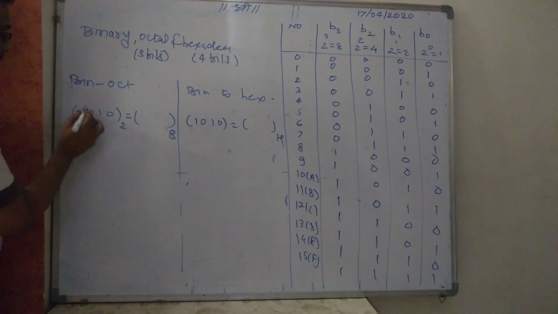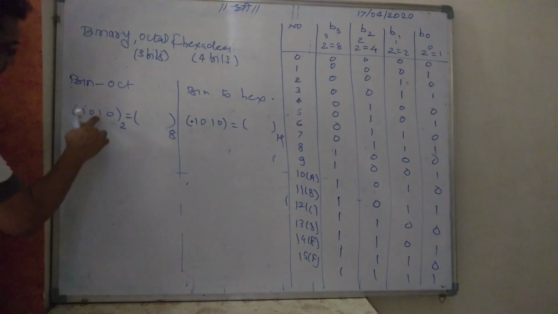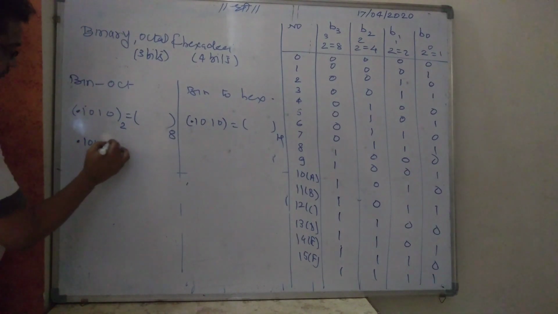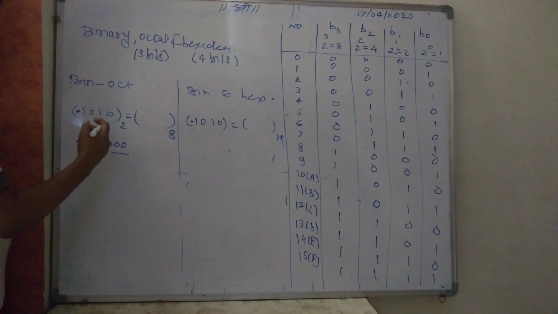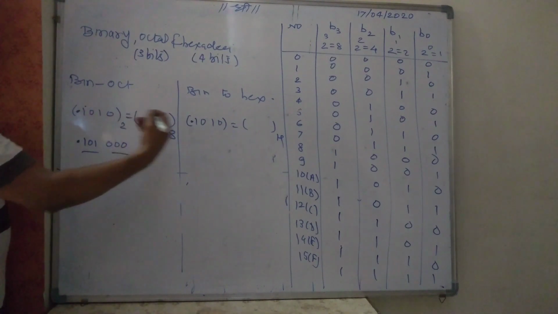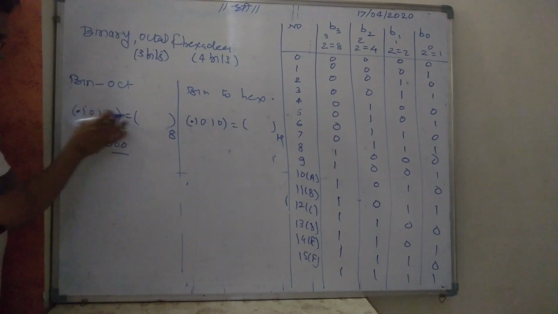Fractional part. Form group of 3 bits. This 0, add 2 zeros. For integer part, we are moving from right to left. For a fractional part, we will move from left to right, forming group of 3 bits.